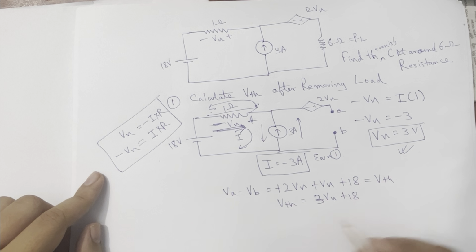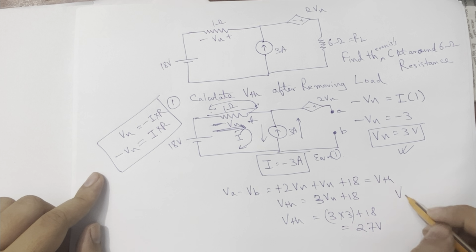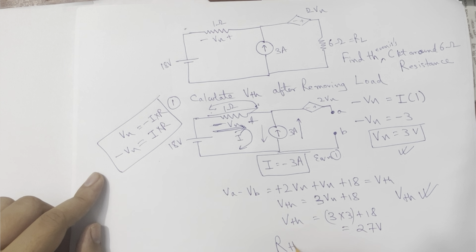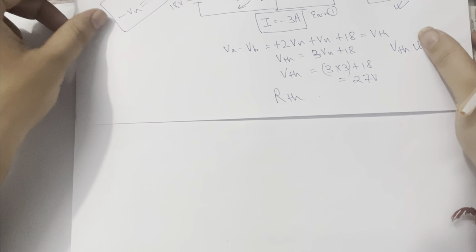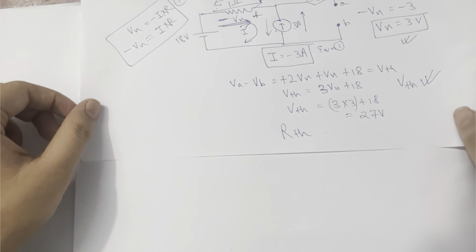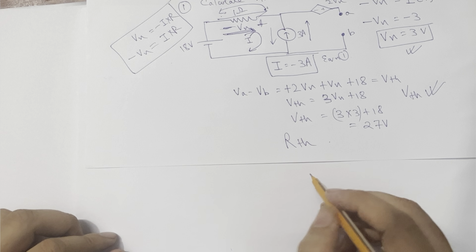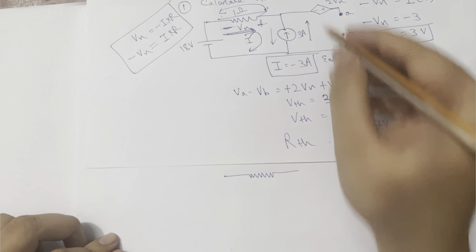So I got Vx, so now V Thevenin will be equal to 3 into 3 plus 18, which is 27 volts. So I already got V Thevenin. Now the tricky part is to calculate RTH. How do we calculate RTH? Which method? I told you we will not use the series parallel technique because a dependent source is there.